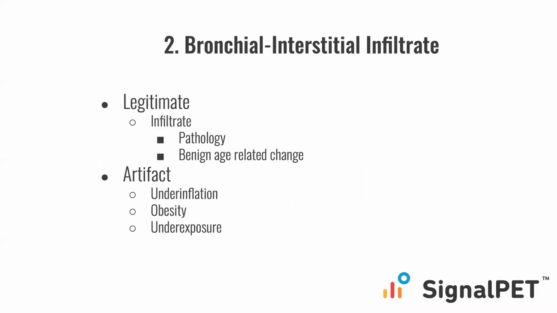To make it more challenging, lungs are tough, guys. When we look at lungs, of course, you can have a legitimate infiltrate. And that infiltrate can be any sort of pathology, or it can be benign age-related change, if you will, old dog lungs. In addition, three common causes for a falsely abnormal appearance to the lungs can be obesity. If the patient is really obese, then that can appear as an increase in pulmonary density.